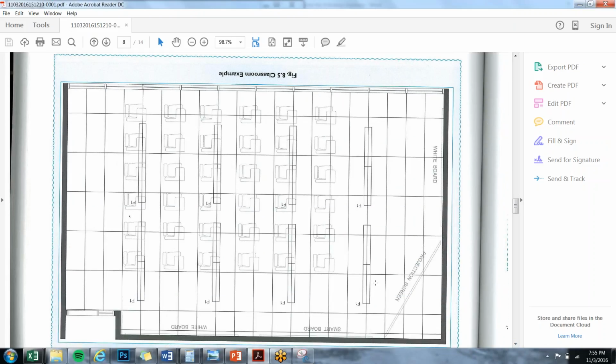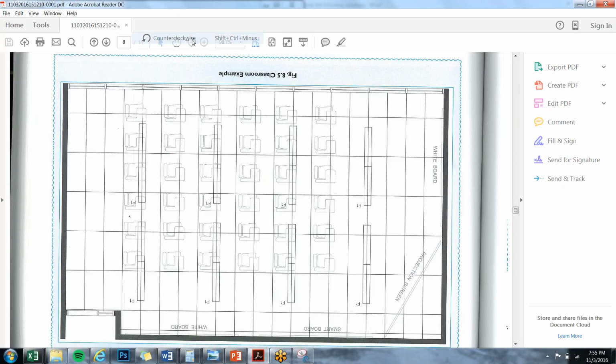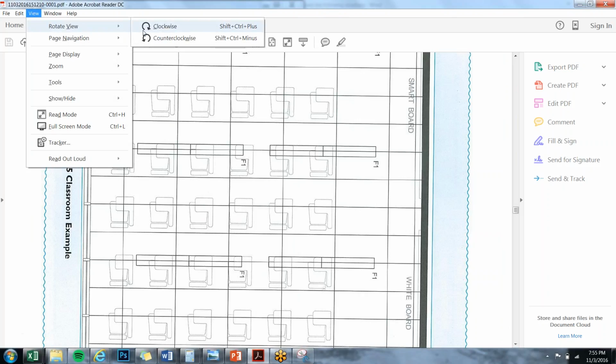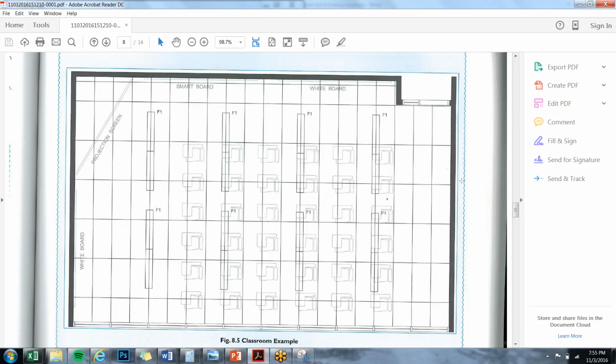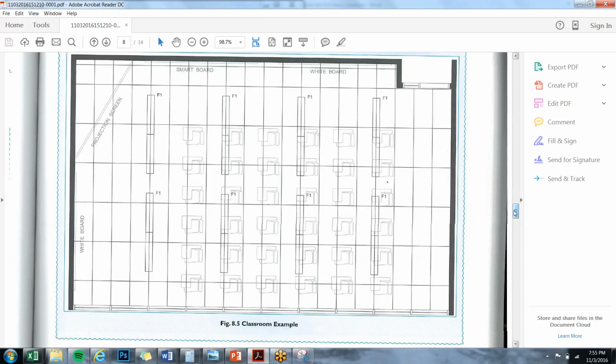Okay, so you see the issue. Every other page is flipped, so you're going to have to rotate your view. And I'll do it one more time. Counterclockwise. Okay, so here's our classroom, right? And in our classroom, here's our fixture, which is nicely labeled F1. And within each of these fixtures, there's 2 bulbs. So a bulb on this side and a bulb on this side.